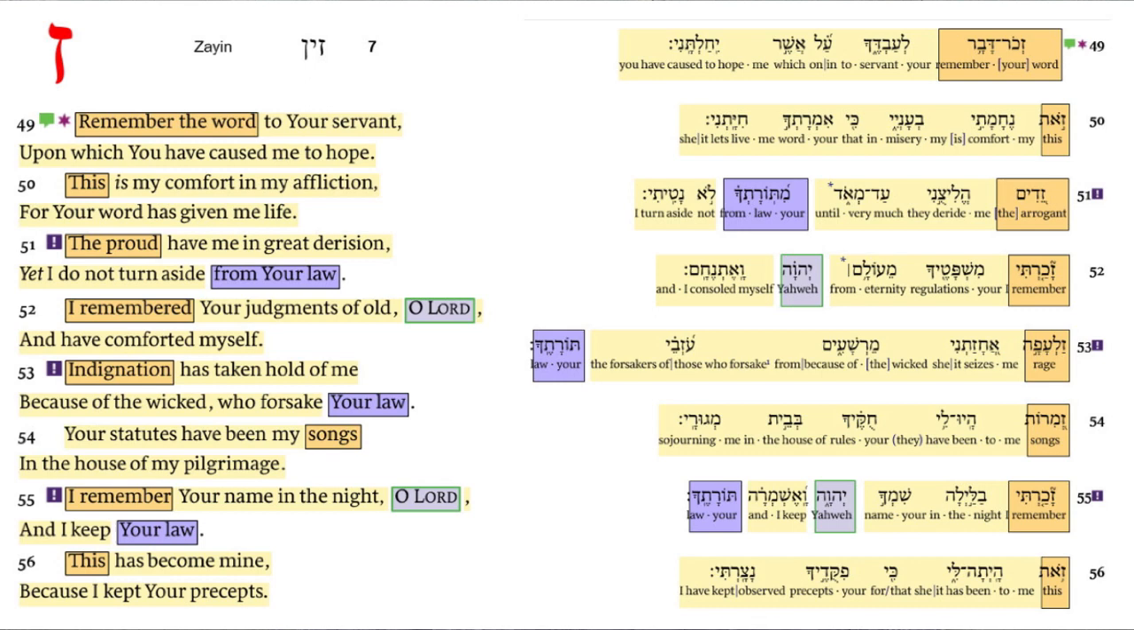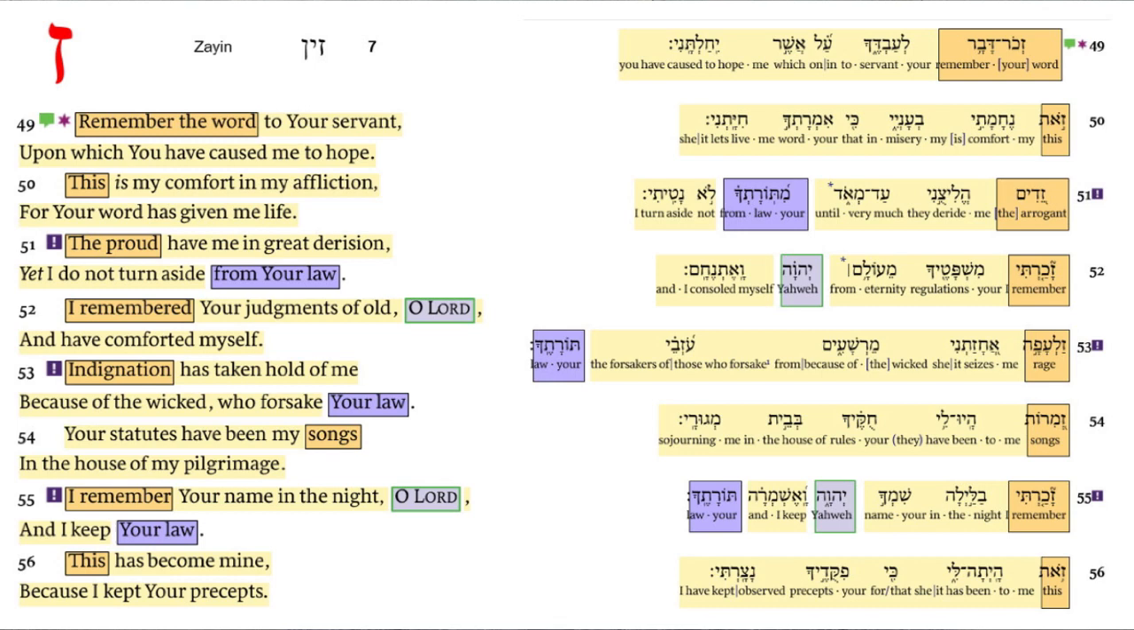I remembered your judgments of old, O Lord, and have comforted myself. Indignation has taken hold of me because of the wicked who forsake your law. Your statutes have been my songs in the house of my pilgrimage. I remember your name in the night, O Lord, and I keep your law. This has become mine because I have kept your precepts."